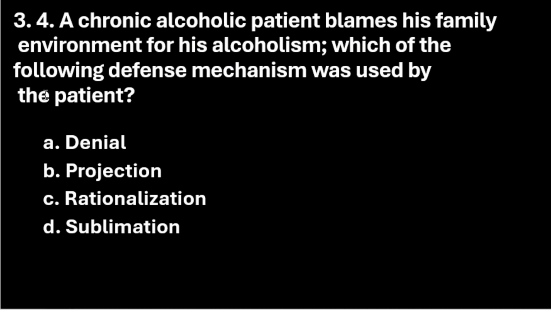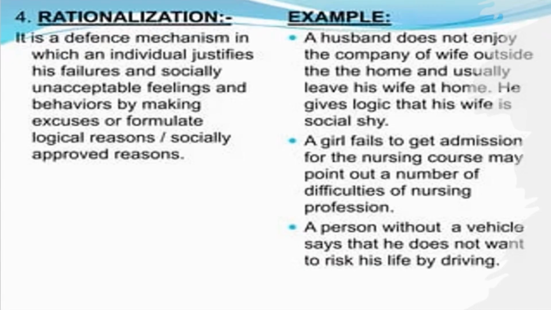Next question. A chronic alcoholic patient blames his family environment for his alcoholism. Which of the following defense mechanisms was used by the patient? A, denial, B, projection, C, rationalization, and D, sublimation. Here the answer is rationalization. You can see the differences.